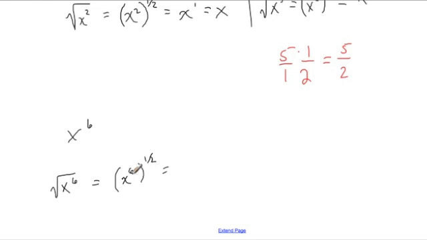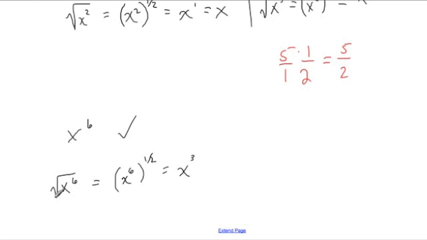Here I'm raising a power to a power, so I multiply the powers. 6 times 1/2 is 3. Since I end up with an integer exponent, x to the 6th is a perfect square. In general, a variable expression will be a perfect square if the exponent is even.